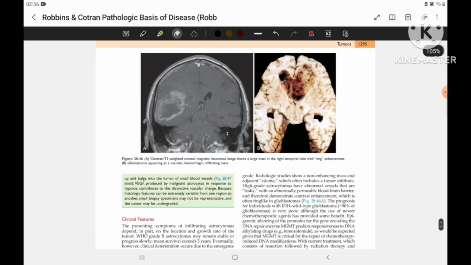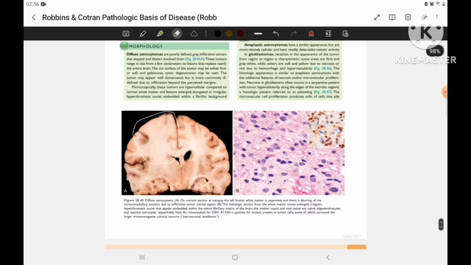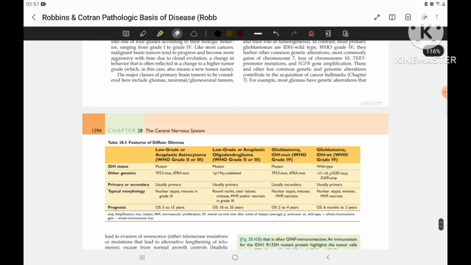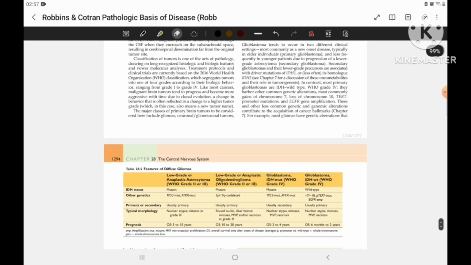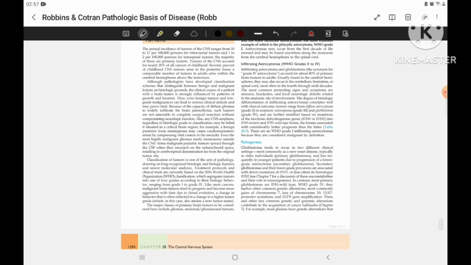So what I wanted to say is, about anaplastic oligodendroglioma and anaplastic astrocytoma, I'll just show you. Anaplastic astrocytoma have a similar appearance but are more densely cellular and have readily detectable mitotic activity. That is being given, and this is the tabular column. If you have the 9th edition, you can read that text on page 1310. If time permits, I'll try to show you the image.